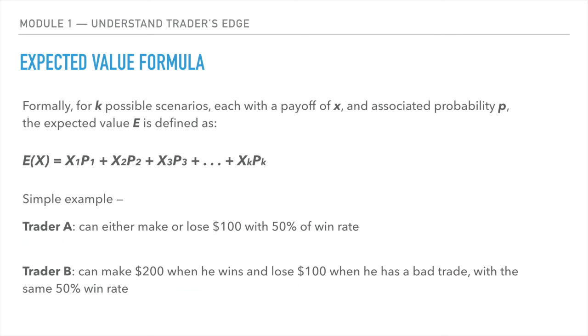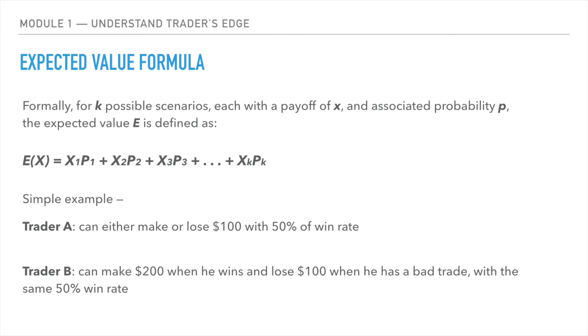Let's take a look at one simple example. Imagine there are two traders, Trader A and Trader B. Trader A has a 50% win rate, and when he wins, he earns $100, and when he loses, the same amount, $100. And then there's Trader B. Trader B has the same win rate as Trader A. However, when Trader B wins, he makes sure he earns $200, but whenever he loses, nothing more than $100. The question is, who is a better trader here?